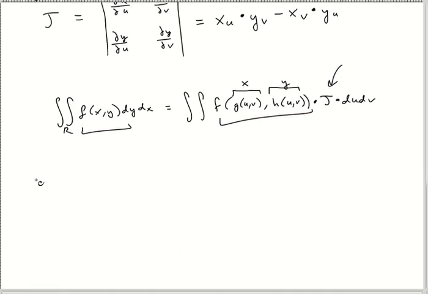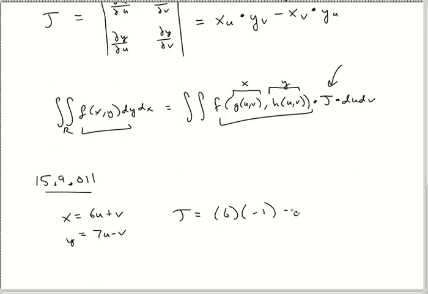So let's actually do some simple Jacobians, and we'll build up from there. 15.9.011: I have x equal to 6u plus v, and y equal to 7u minus v. And they ask, what's the Jacobian? So, keeping in mind I'm doing my x sub u, the derivative in terms of u is a 6. The derivative of y in terms of v is a -1, minus sign. And then my derivatives of the other ones: x in terms of v is a 1, and y in terms of u is a 7. So we basically get -6 minus 7, which makes -13. Pretty easy.